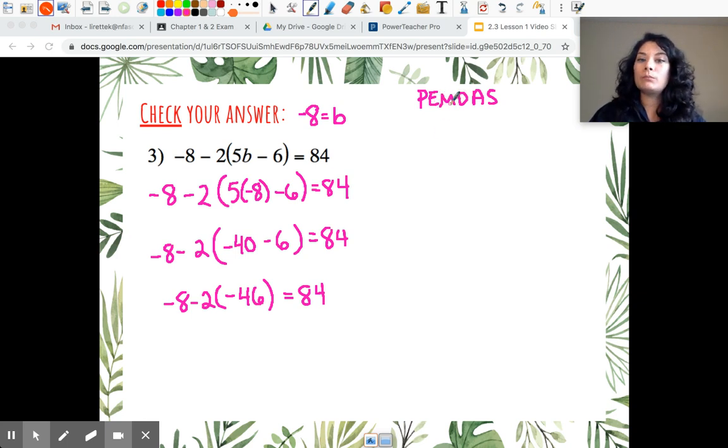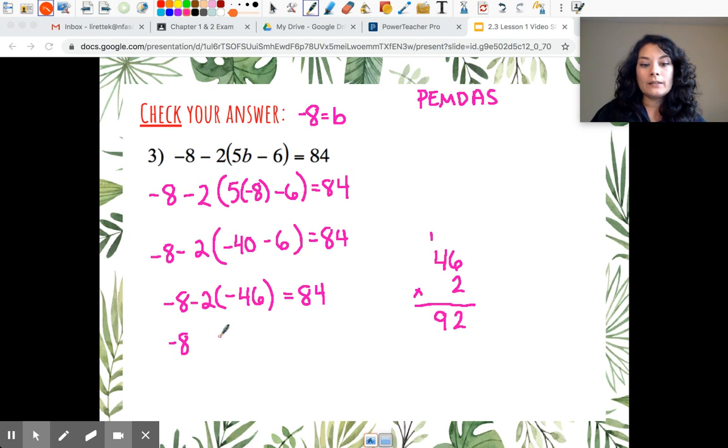But I do need to multiply. This negative 2, and again, it is a negative 2 that I'm multiplying, not a positive. I'm multiplying negative 2 with negative 46. I'm going to do that work off to the side. I'm going to ignore the signs for now and just multiply. 6 times 2 gives me 12, carry the 1. 2 times 4 gives me 8, plus the 1 I carried is 92. So I bring down my negative 8 because I haven't done anything with it yet.